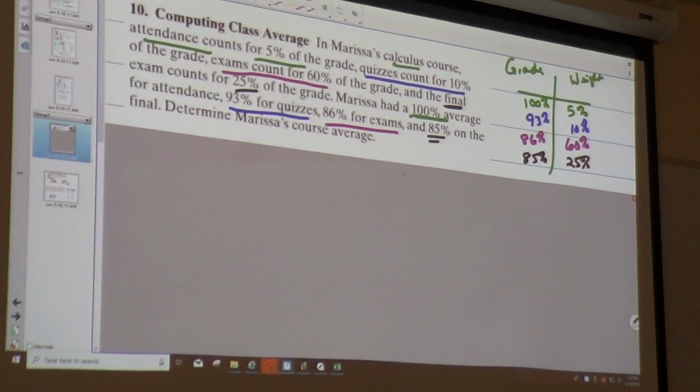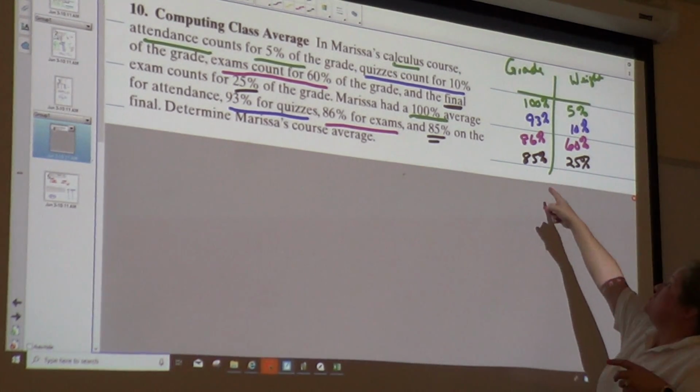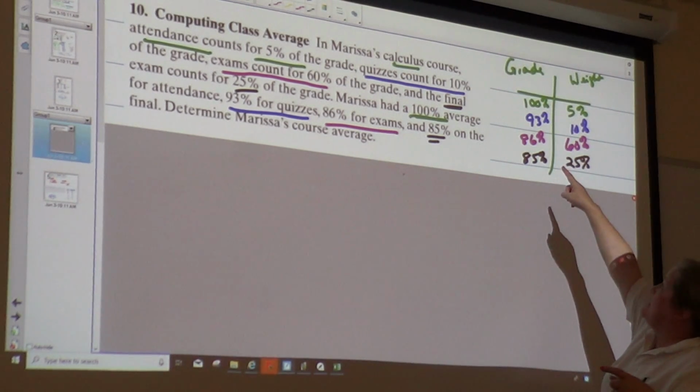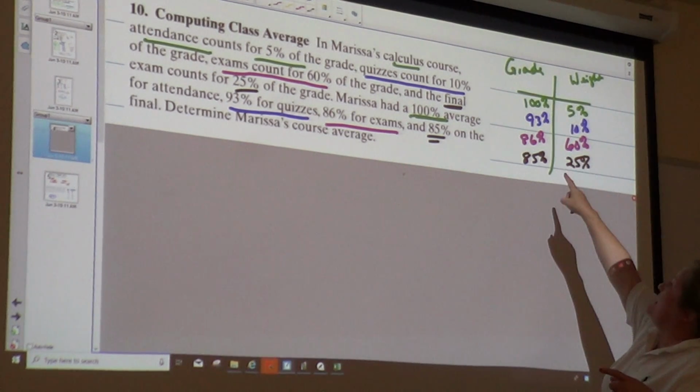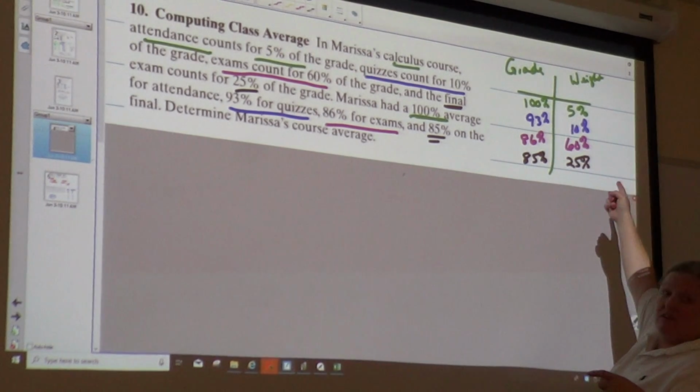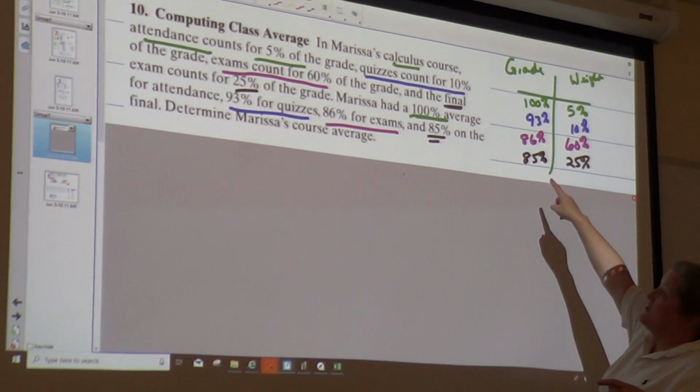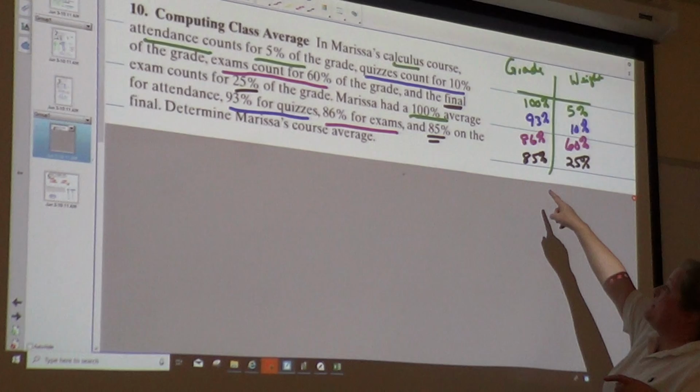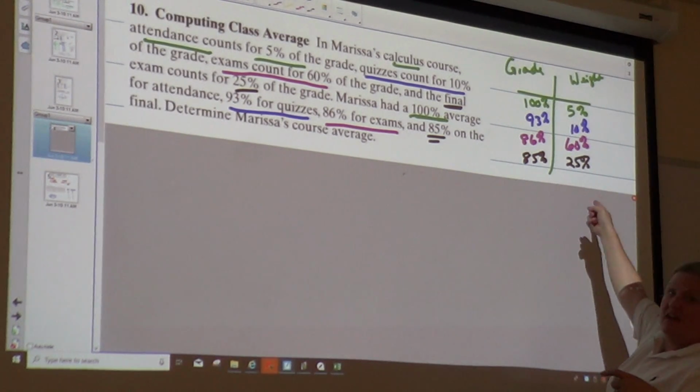And then final is 25%, and we made an 85 on our final. So our last column is our frequency, or the weight. How much does it weigh? What is the frequency? And then this is going to be our data. So I made 100 on attendance, and it counted 5%. I made a 93 on quizzes, and it counted 10%. I made an 86 on exams, it counted 60%. I made an 85 on my final exam, and it counted 25%.